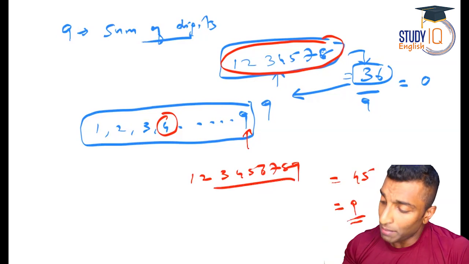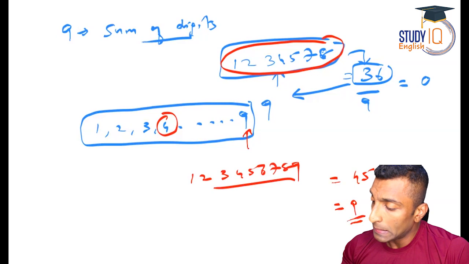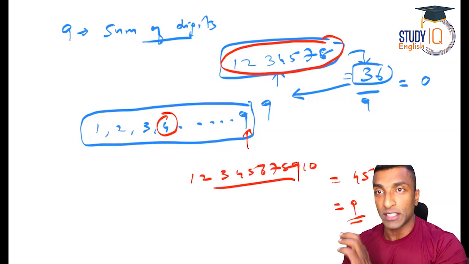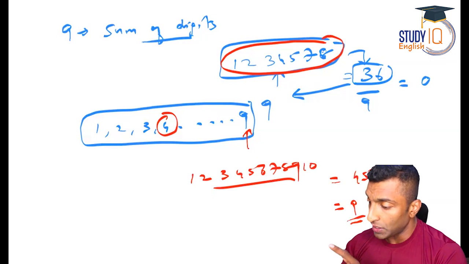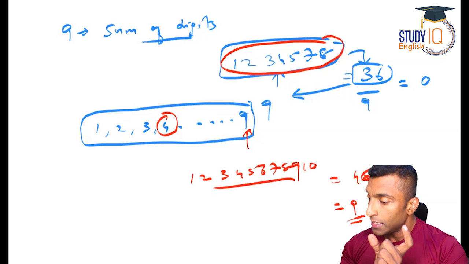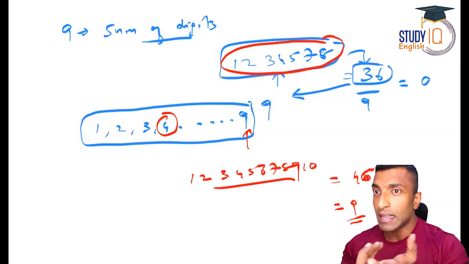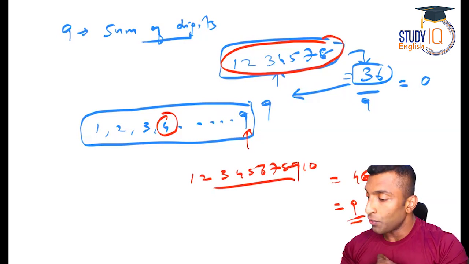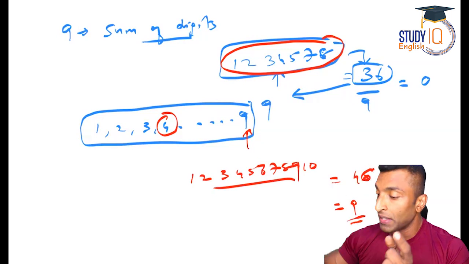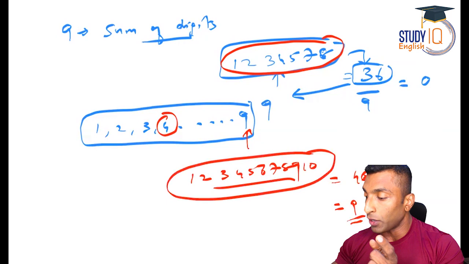Okay, I'll take some other number. Let's take 9 and then 10. 1, 2, 3, 4, 5, 6, 7, 8, 9, 1, 0. Now, if you take the sum of digits, it is going to be 46. Perfect. It is 46. So if it is 46, now I need to take the sum again. So 4 plus 6.